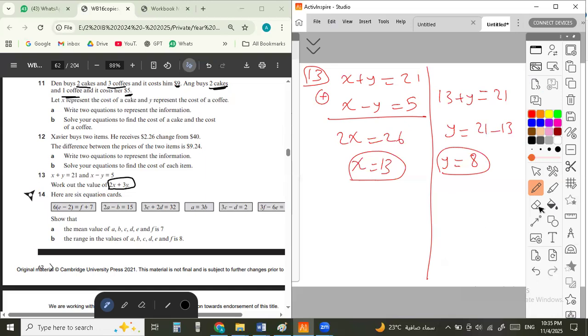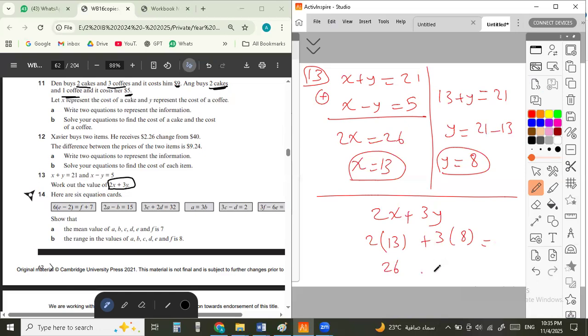Now, I answered them, Mr. No, you didn't. Because actually, they want from you the value of what? 2x plus 3y. So x is 13, so 2 times 13 plus 3 times 8, which is equal to 26 plus 24, which is going to be exactly 50. Good? That's going to be 50 exactly.